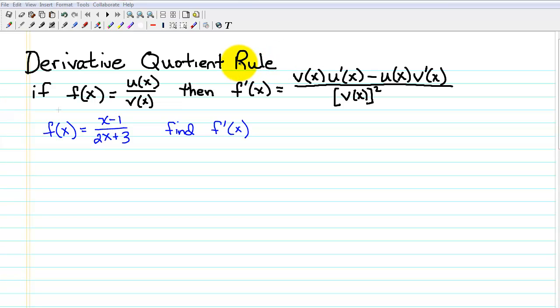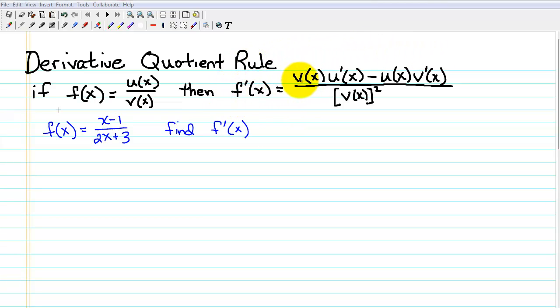Today we're talking about the quotient rule for derivatives. The quotient rule is used for finding the derivative when we have a function which consists of a function divided by a function. Both of the functions in the numerator and denominator must be individually differentiable. The rule is shown over here.